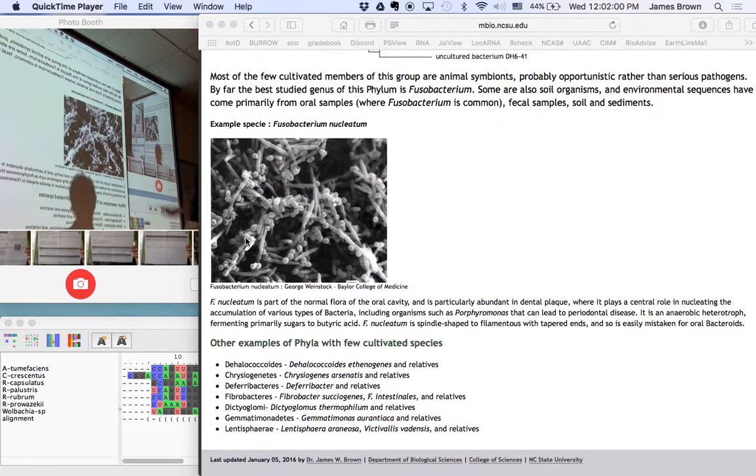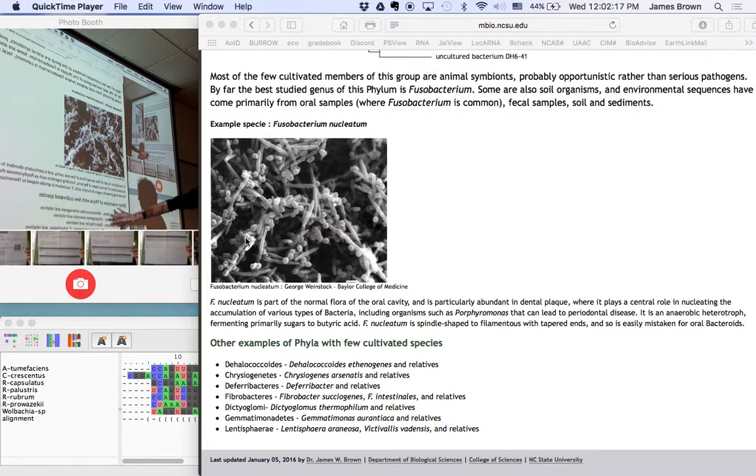So here's a picture of that symbiosis. Veillonella is a coccus. Fusobacterium is a long rod. We also talked about Fusobacterium in terms of the chlorogene consortium, right, as a member of that organism in the middle, in some cases.